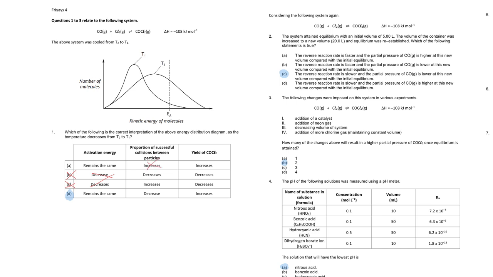But you can also have a look at the last bit, the yield of COCl2. When you cool it down, it's going to favor the exothermic reaction. They're both going to go down, but the endo is going to go down more, which means the exo is going to be favored. And the exo happens to be the forward reaction, which means that there's going to be more of the COCl2. So that means it's increasing here, which makes no difference for the process of elimination. So that one was D.